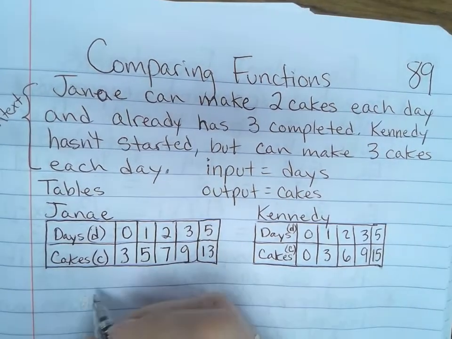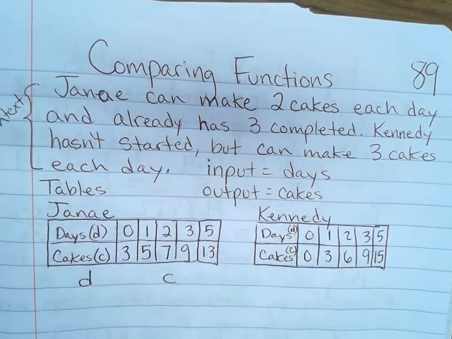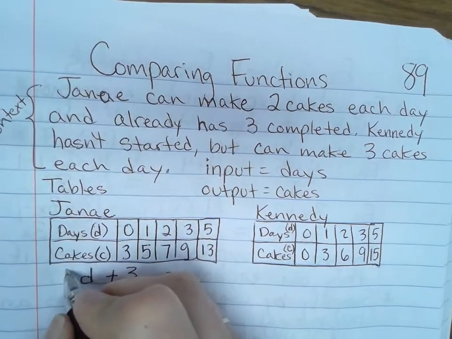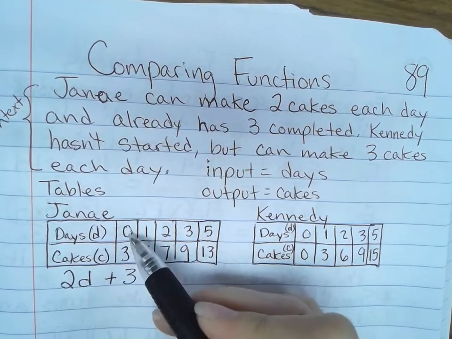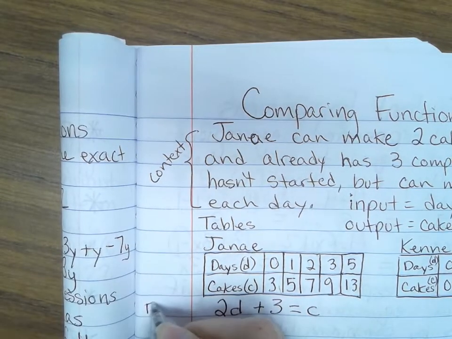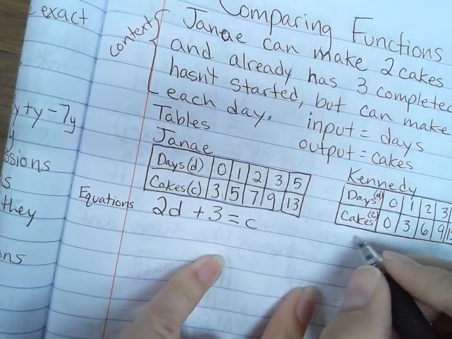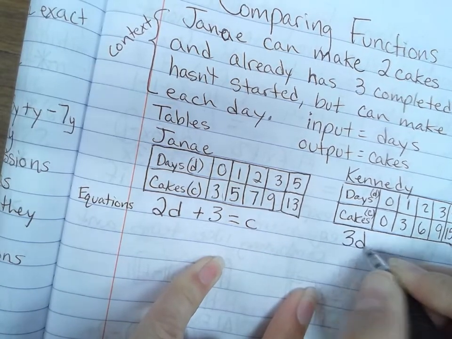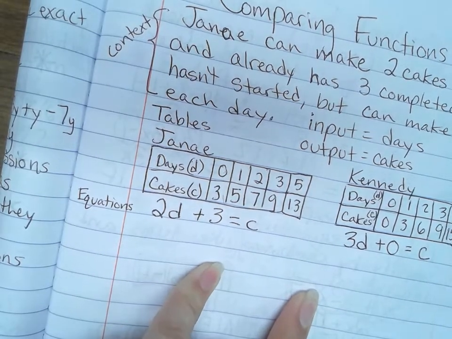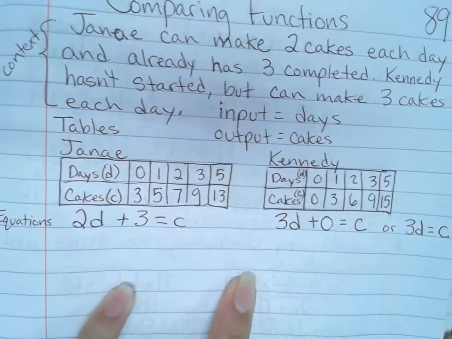So let's compare here. Let's write an equation for this. What do I need to do to the days to get the number of cakes? Well, let's think about our starting point. Janae starts with 3 cakes to begin with. Her rate is 2 cakes each day. 2 times D plus 3 equals the amount of cakes. So there's our equation. Okay, that's another way we can compare. Kennedy does 3 cakes each day, but didn't start with any, so I'm going to write plus 0 here to get how many cakes she has. I could also write just 3 times D. We don't have to do the plus 0.